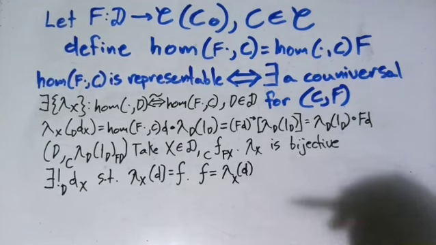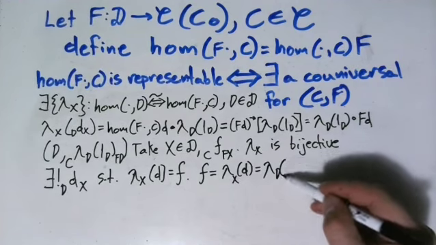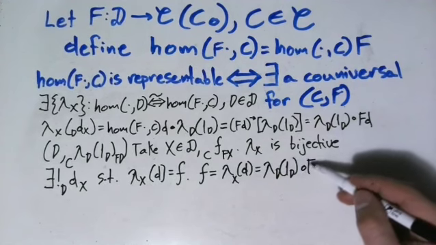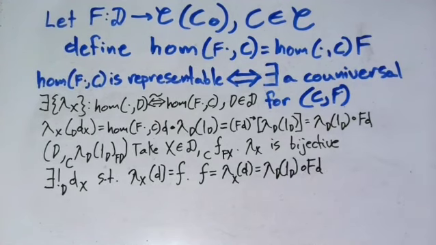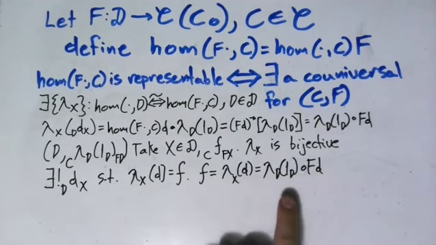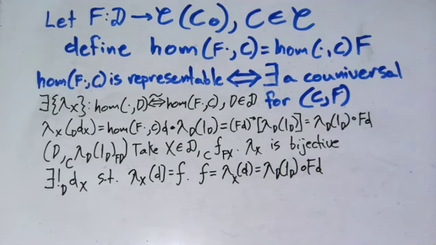But then we get f equals lambda x of d, which is equal to lambda d 1d after F of d. But then we have that d satisfies the commutativity property that we needed. This is our u, lambda d 1d, and F of d. So obviously d satisfies the property that we needed for the couniversal. There's only a single d that does it as well.